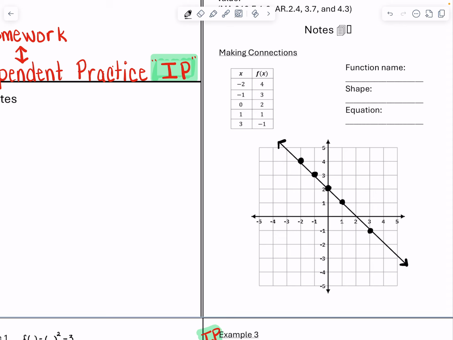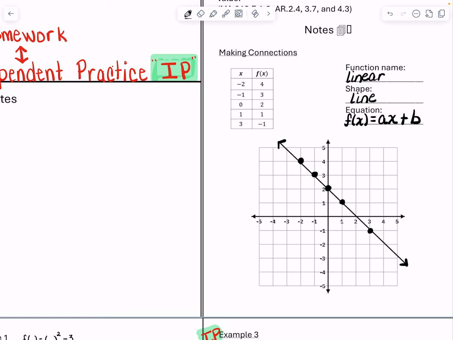Now this graph here is called a linear function, so it's a linear graph. The shape that it makes is a straight line. And the equation for this one is f of x is equal to ax plus b.